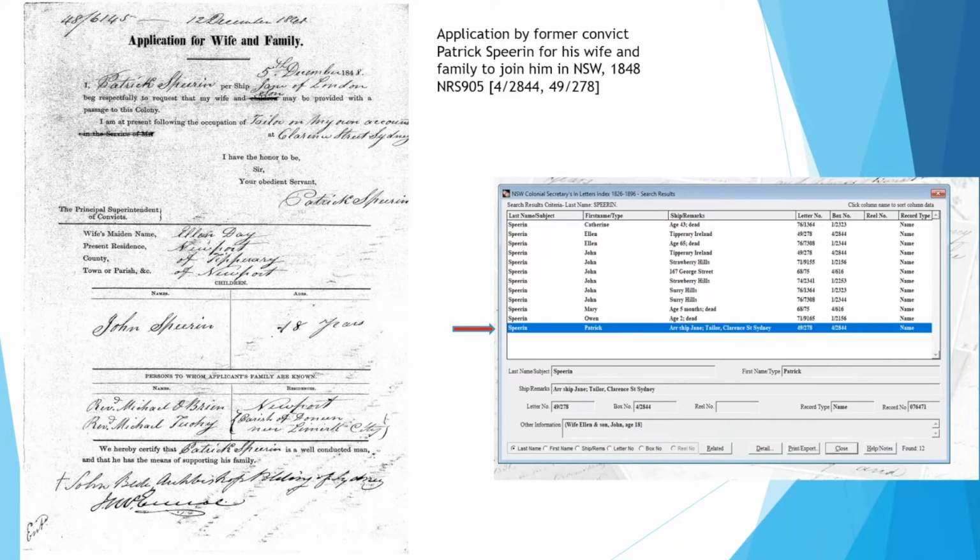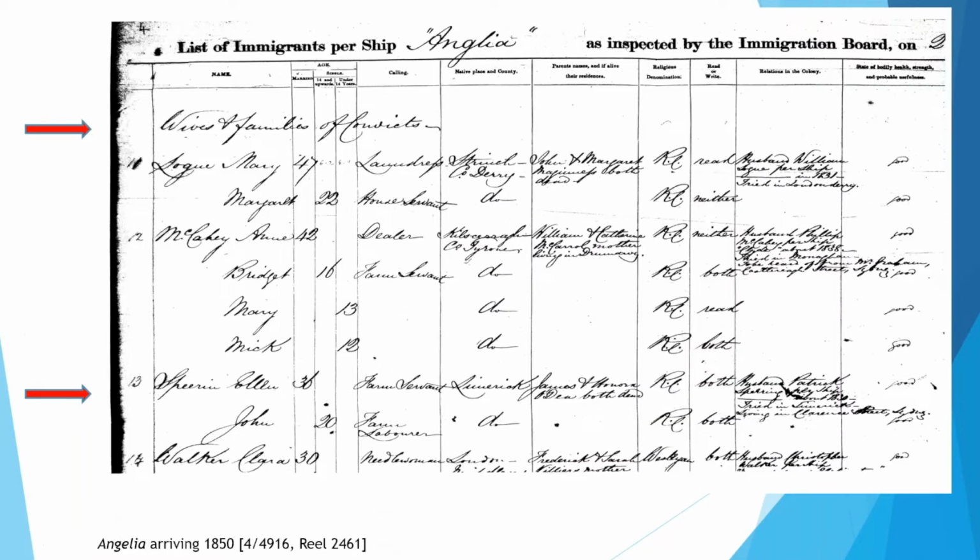Now, I'm pleased to say, unlike the Dennis family, we did locate the arrival of Patrick's wife and son. They actually arrived on an assisted immigrant ship in 1850, so 2 years after Patrick had put in the application. So you can see on the ship there's a group, wives and families of convicts, and then down the bottom we have Ellen Spearin and John, the son, coming out. We get their calling, their native place. We also on this one get Ellen's parents, which is a bit of additional information, and then relations in the colony, which of course is Patrick.